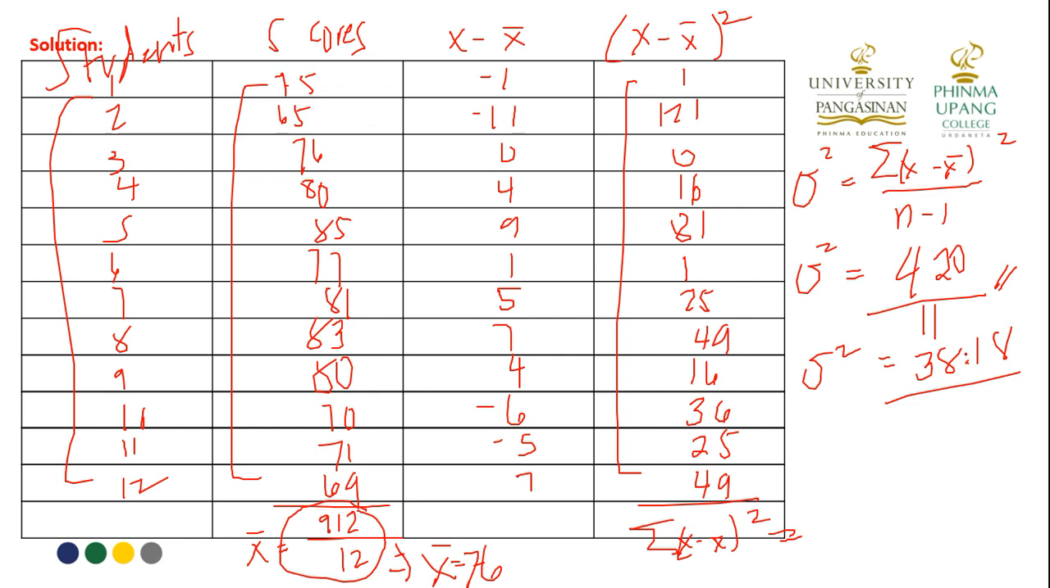38.18. Dinivide ko po. Galing mo muna. Ilang beses ko na tinuro sa dati mong school to, di ba po? Paulit-ulit tayo sa variance. Sir, ginamit ko po calculator po kasi. Okay, next. Kunin natin yung SD niya.